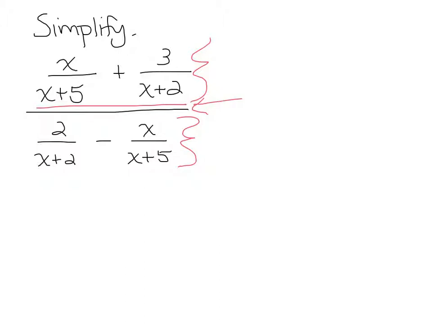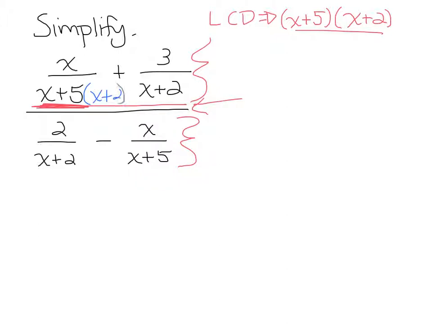The common denominator for this is going to be the product of all unique factors, meaning my unique factors of x plus 5 and x plus 2. So this is my common denominator. Now multiply each fraction by, I like to say, what's missing from that common denominator. For instance, look at this denominator. If you compare it to my LCD, what's missing? The x plus 2. So we're going to multiply the top and the bottom by that x plus 2.